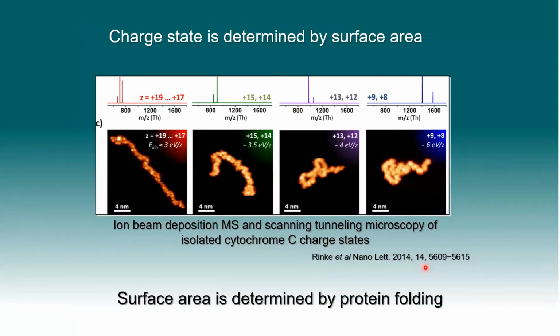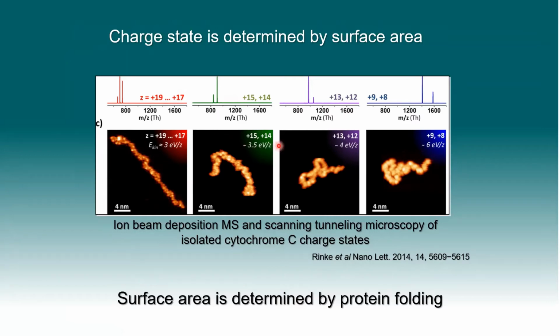I can illustrate this even better by an experiment done here. So this is an ion beam deposition experiment, and in this instrument we are able to isolate different charge states, and then they are decelerated and deposited onto a surface where they can then be imaged. And what you can see here is the high charge states, plus 19, plus 18, plus 17. These are coming from the linearized polypeptide.